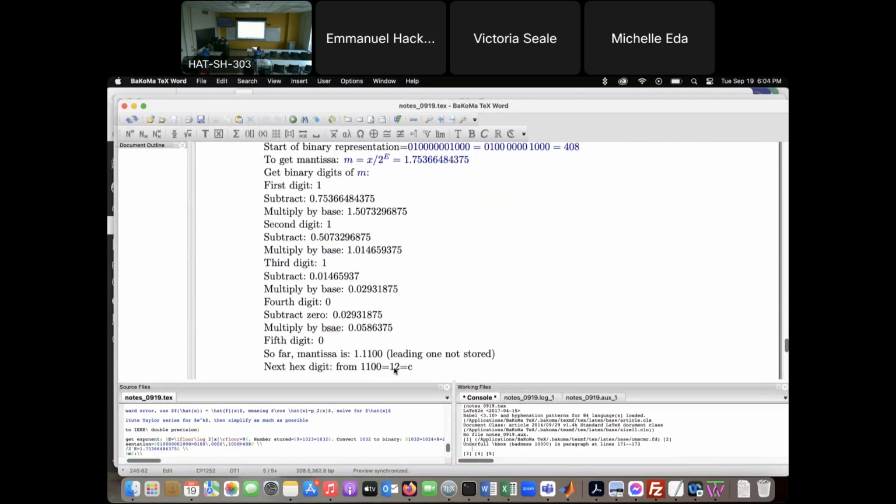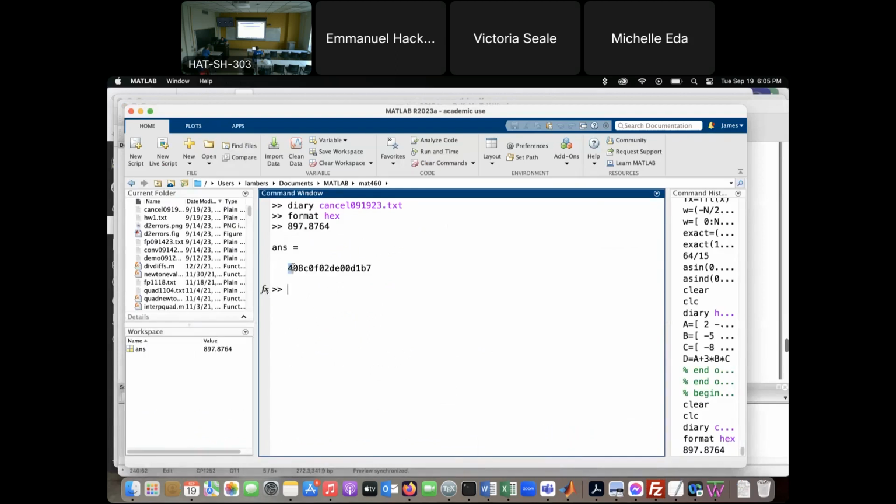But 12 in decimal is the same as C in hexadecimal, because in hexadecimal, remember that the numbers 10 through 15 are represented by the letters A, B, C, D, E, F. So 12 is C. And sure enough, the start of my hex representation of this floating point number is 408, and then C for the mantissa. And these hex digits correspond to the rest of the mantissa.